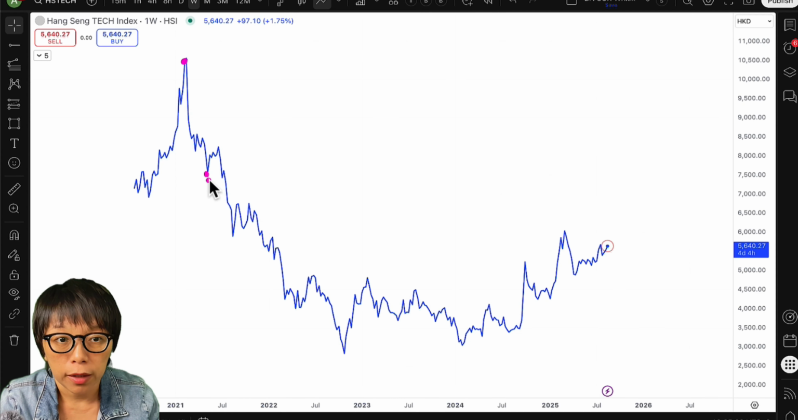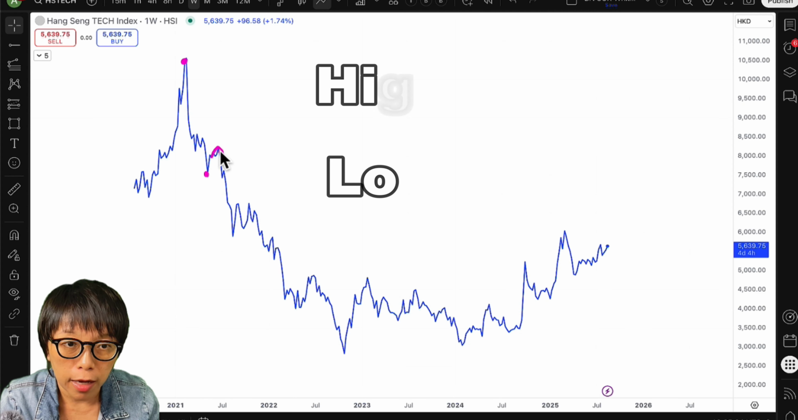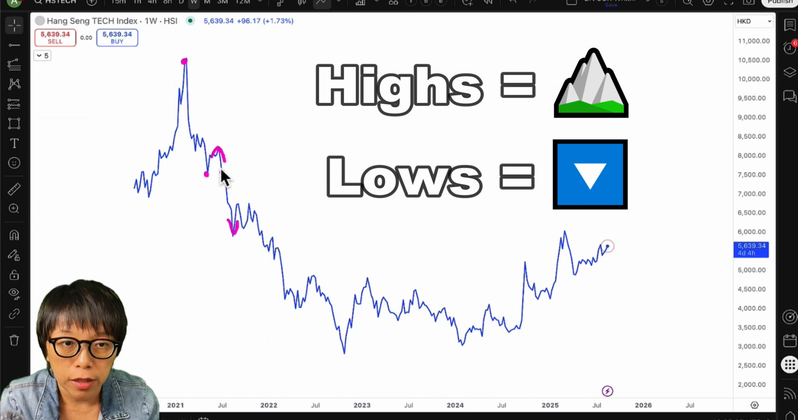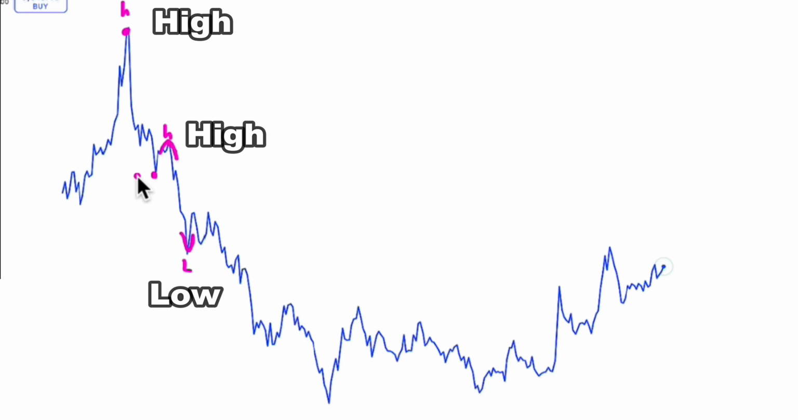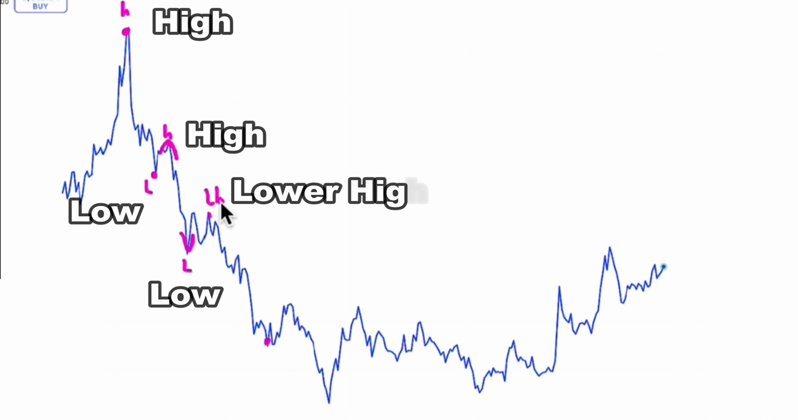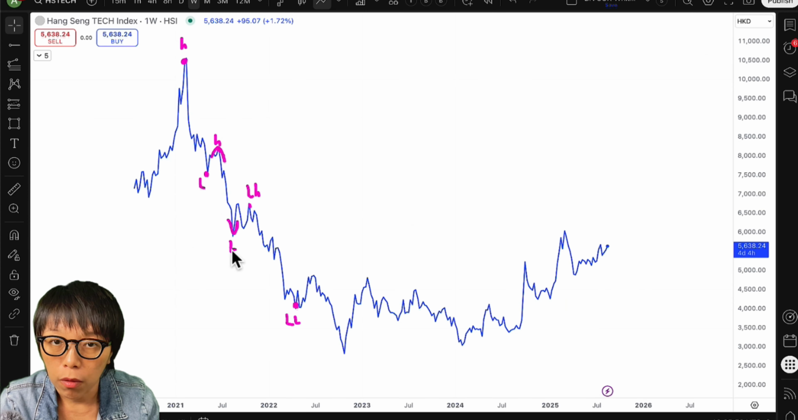How do I identify the highs? We just have to look for the highs as mountains and the lows as valleys. So these will be high points, and then these will be low points, right? These will be high, and then these will be low points. Now, in a downtrend, the highs would be lower than the previous high, and the lows would be lower than the previous low. So this is what defines a downtrend.